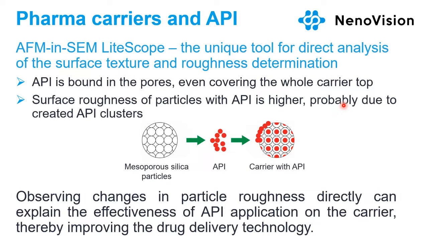So observing the changes in particle roughness and observing direct changes can explain how the API, the active ingredient, is bound on the carrier, and thereby, if we understand the process of binding, we can improve the drug delivery technology.